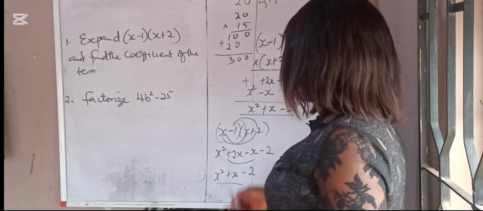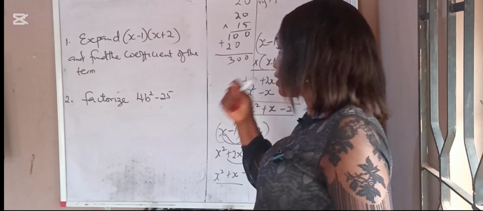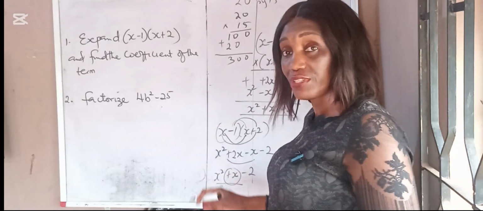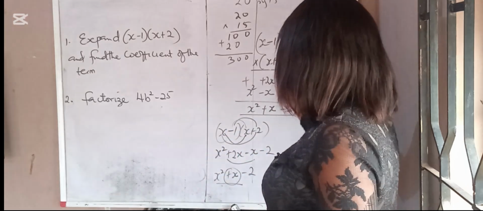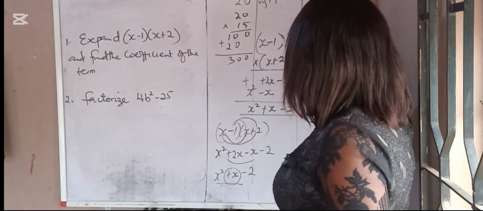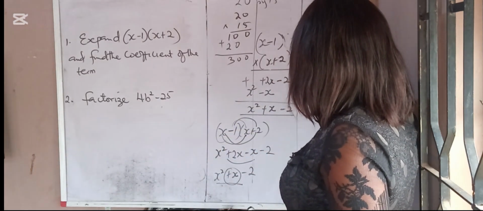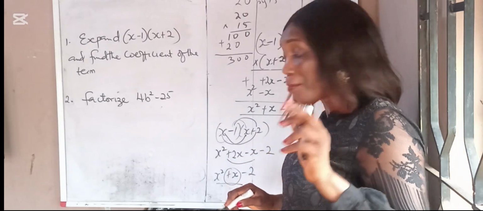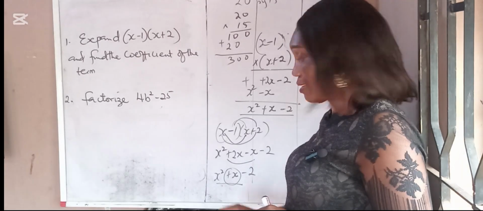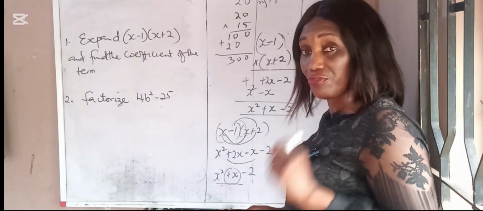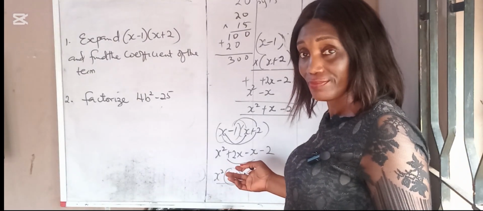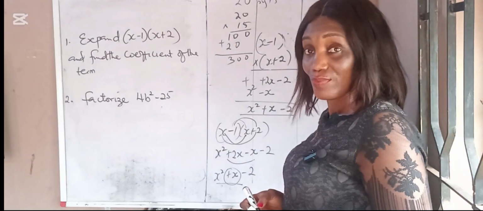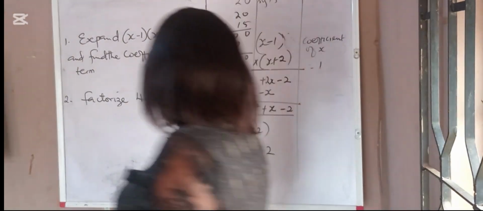It's okay. Now the question says, and find the coefficient of the term. So this is where we are targeting. We are looking for the coefficient of x. Now what is the coefficient of x? Coefficient of x is the number that is multiplying x. What number will multiply x to give you x? Is 1. So the coefficient of x is equal to 1. Is that clear? Now let's look at the next question.